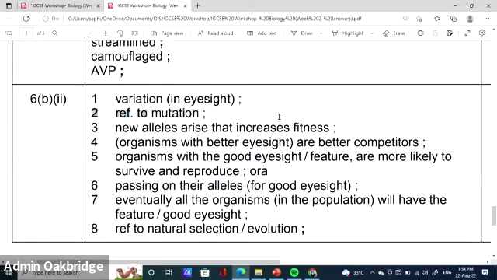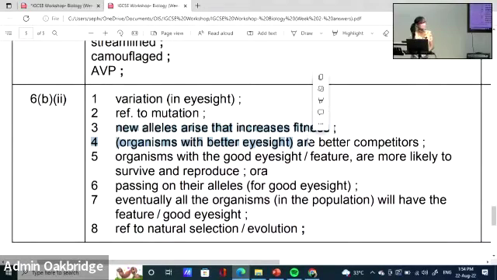And if you want to say more about mutation, it will create new alleles that increase their fitness, making them better competitors. Now, remember the survive and reproduce? Talk about this, the trait. Organisms with good eyesight are more likely to survive and reproduce, passing on the alleles. When you say this, you already have 2 marks ready.